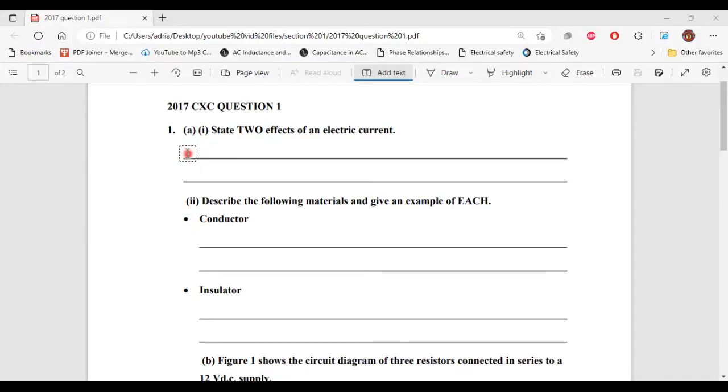Today, we're going to be looking at question 1 from the 2017 CSEC Electrical and Electronic past paper. So let's begin. Part 1 of A says, state two effects of an electric current. So two effects are magnetic effect and the chemical effect. So those are two effects of electrical current. All right, so that's it for part 1 of A.